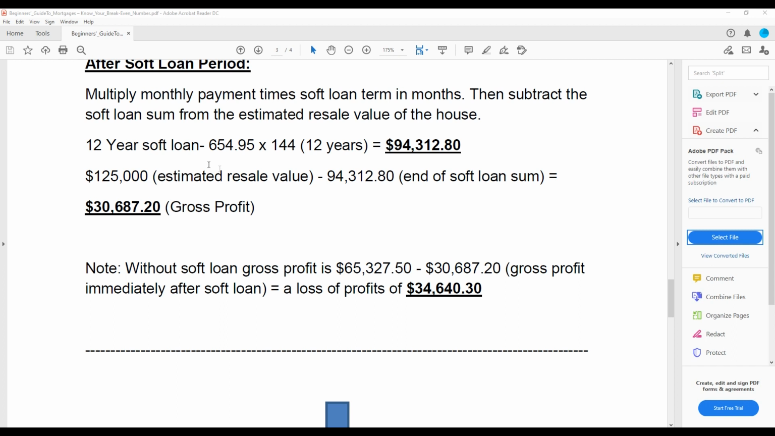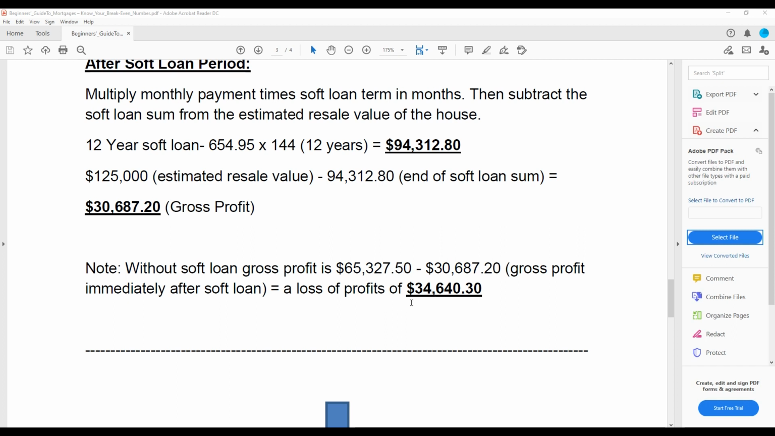then you see that if this property was sold immediately at the end of the soft loan period, so at the end of the 12th year, right at the top of year 13, then this would result in a loss of profits of $34,640.30. You still make a profit by selling immediately at the end of the soft loan period.